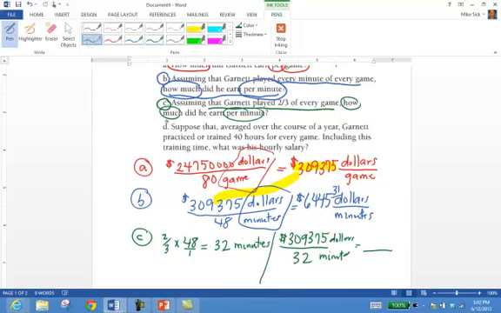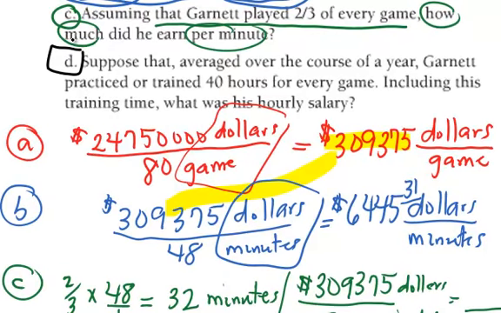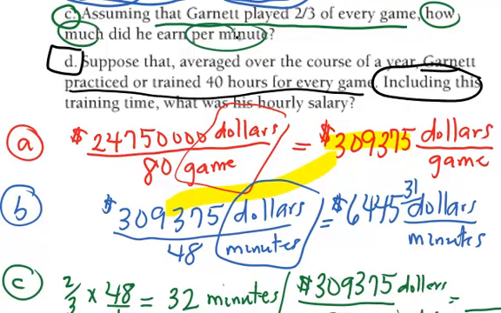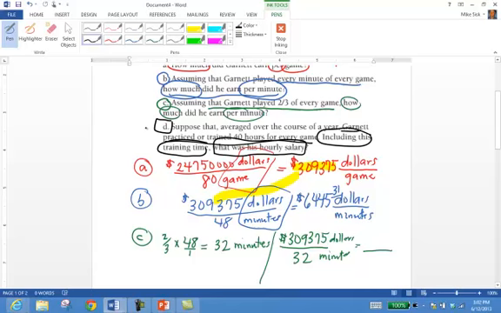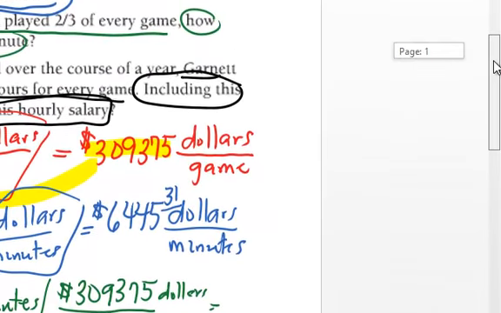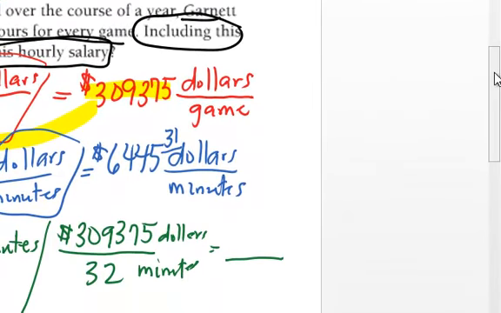Now, D may be a little more confusing, possibly. Suppose that over the course of the year, he practiced or trained 40 hours for every game, including the training time, what would be his hourly salary. Okay, including his training time. So D gets a little more quirky. It's not hard, but you have to think through it. Again, as I said before, math is a system of logical thinking. So here's what's happening right here.